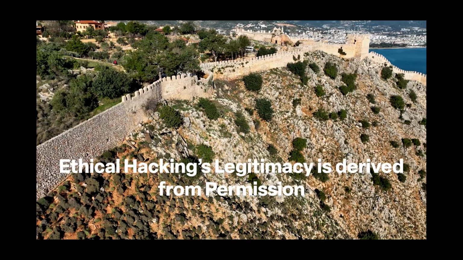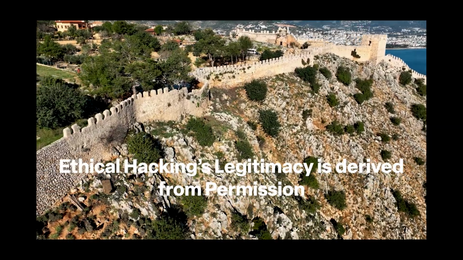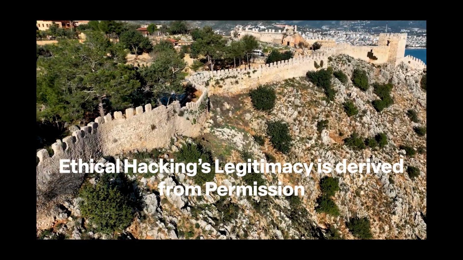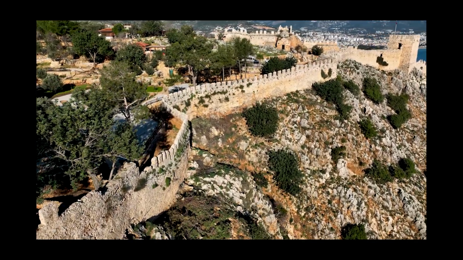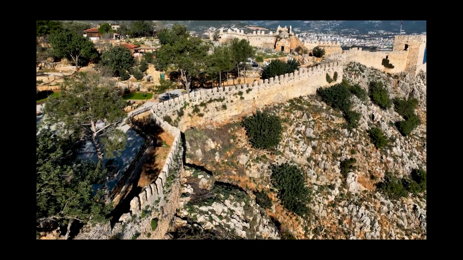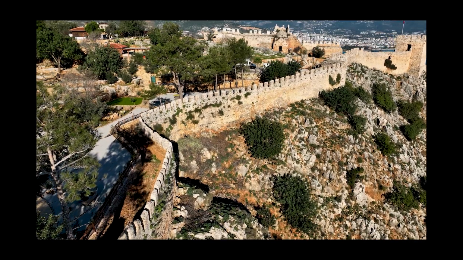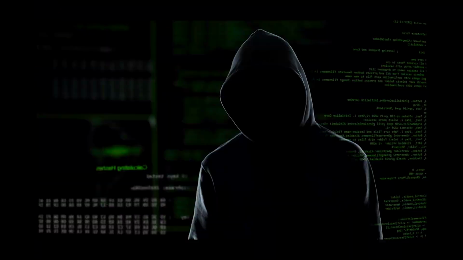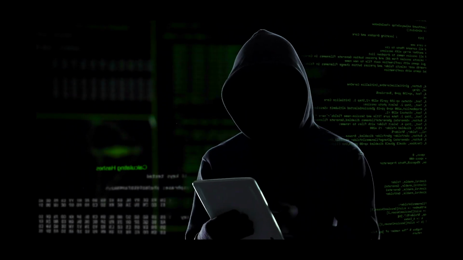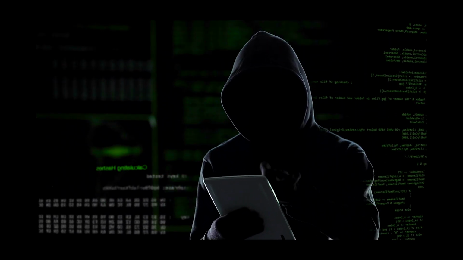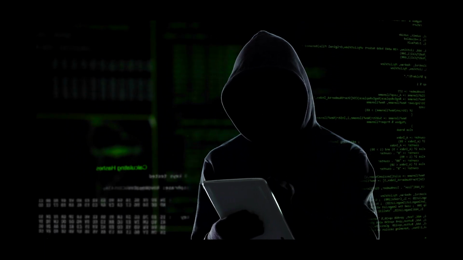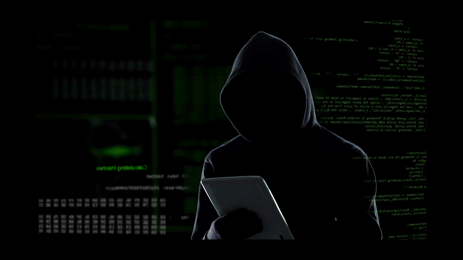Ethical hacking's legitimacy stems from operating with permission, within legal limits, and adhering to principles of minimal intrusion and non-maleficence. Ethical hackers must always ensure they have proper authorization, scoped by contracts, before attempting any intrusion activities. Unauthorized hacking crosses legal and ethical lines. Respecting individual privacy is also paramount.